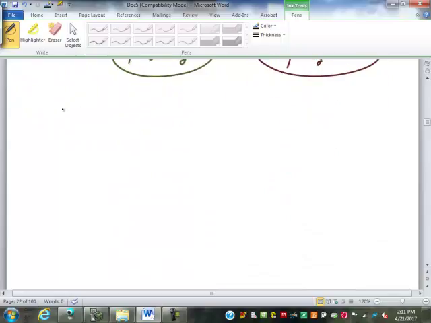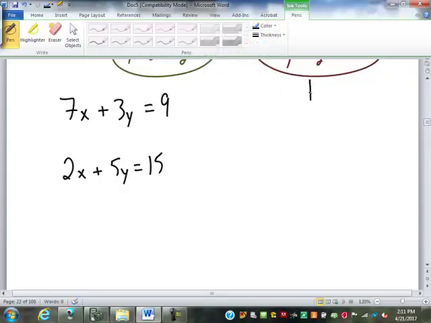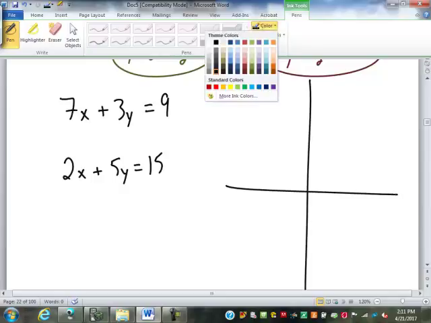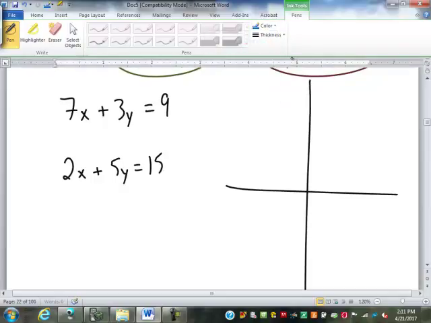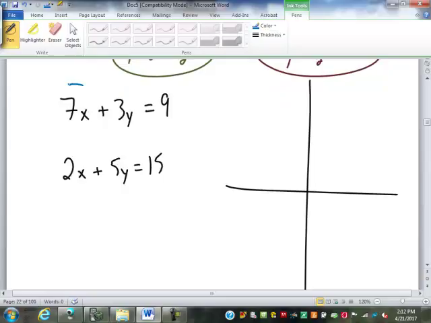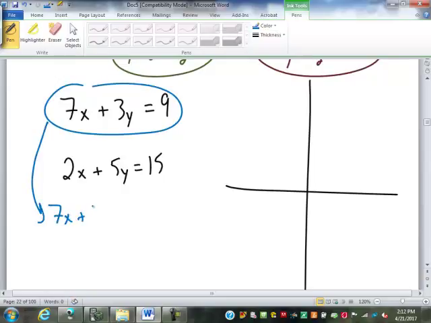We might have this system of equations. If we go to graph this one, both of these have to be solved. So let's start with this top equation. 7x plus 3y equals 9. What am I going to do to start here?